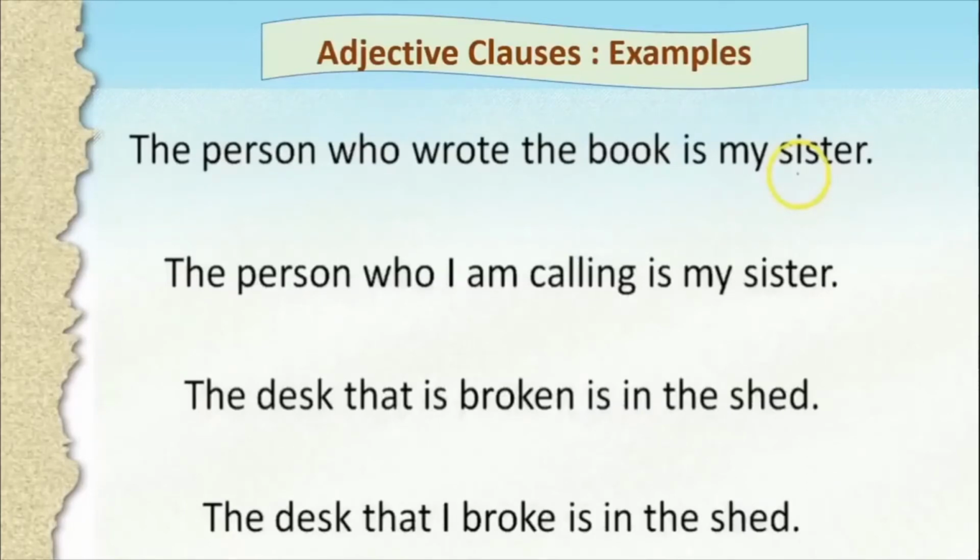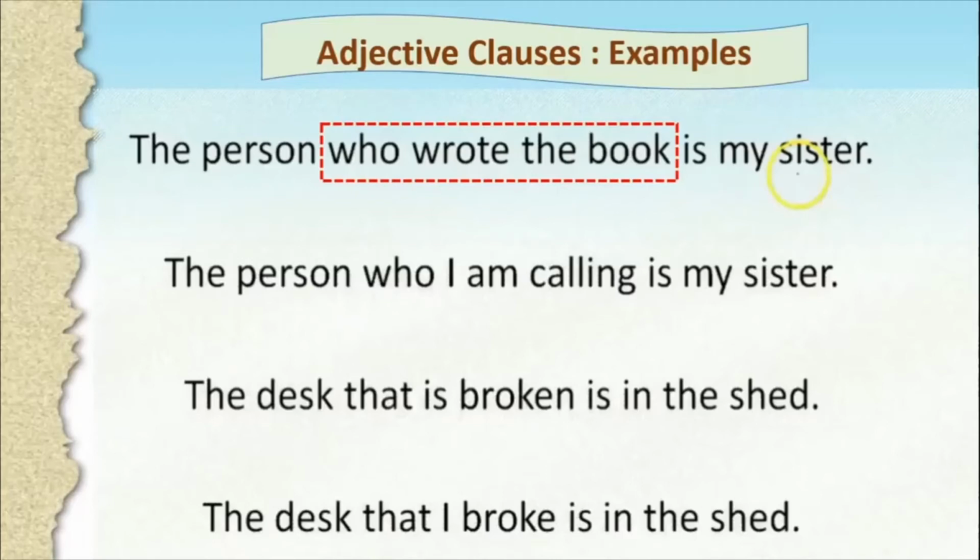So the person who wrote the book is my sister. So the person is my sister is the main clause that we know already. So who wrote the book? Which person? Or the person? What is important about the person? Okay, so the person who wrote the book is my sister. So we are giving more information about the person. Alright, the person who I am calling is my sister. Again, same example but with a different clause. The person is my sister, but now this time that person is not writing a book. I am calling that person.